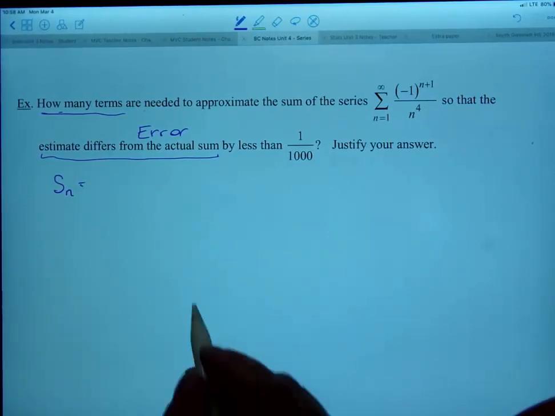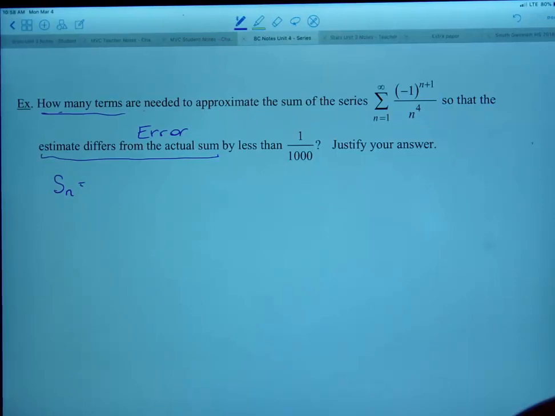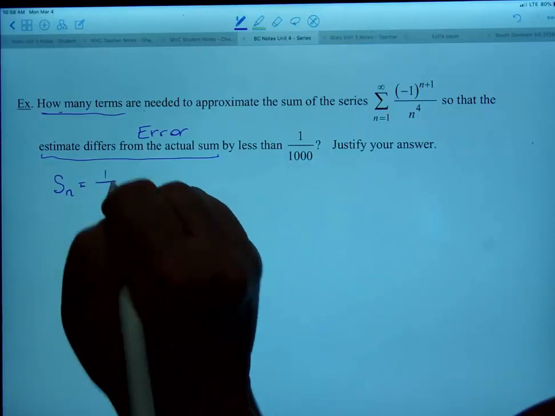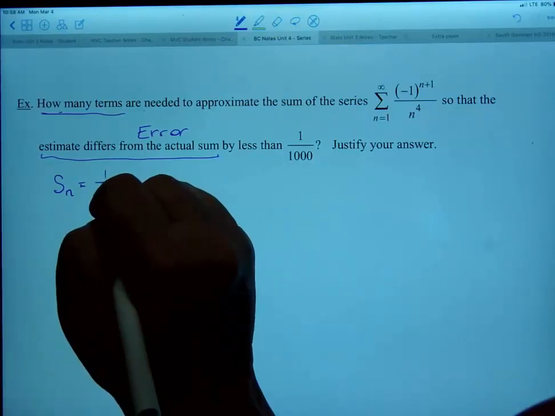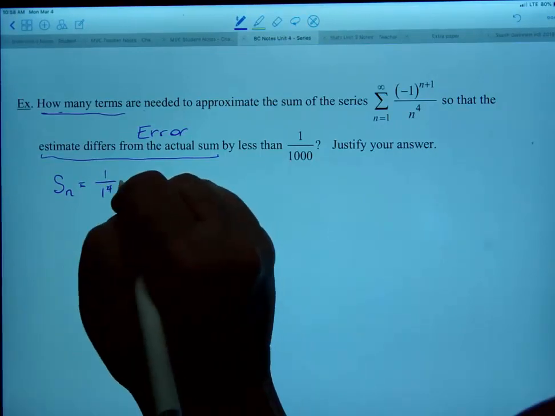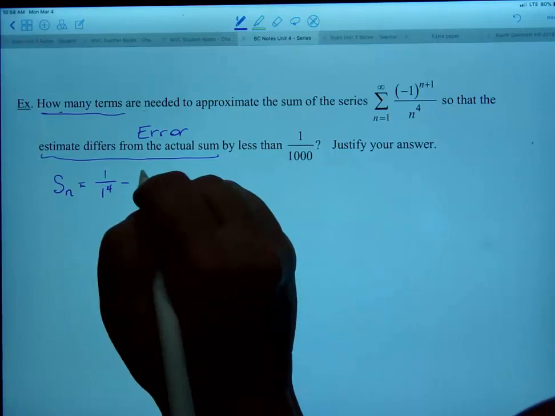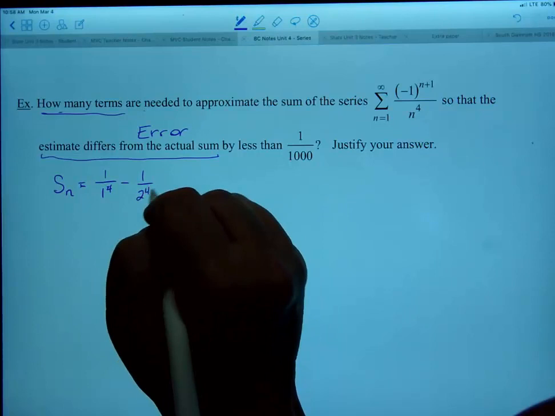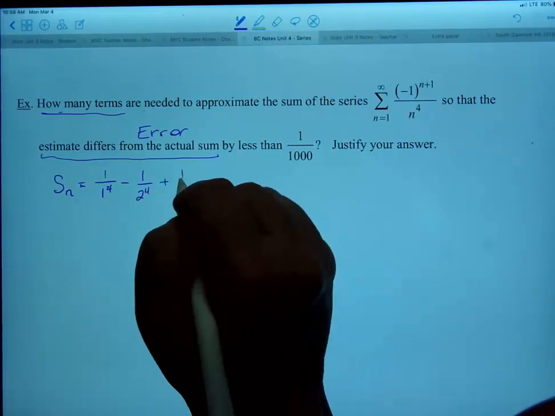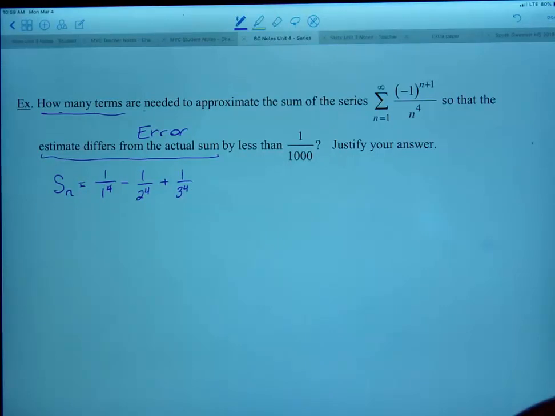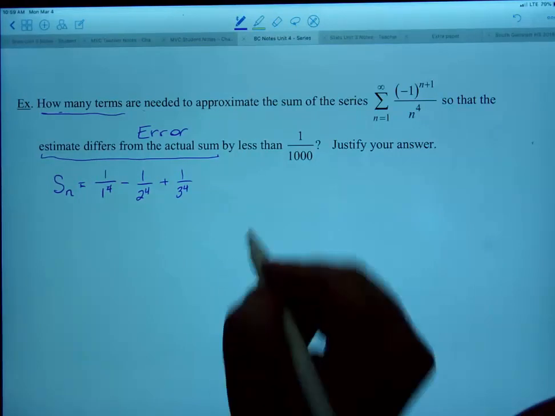Does it start negative or positive? Positive. So the top is a 1, and the bottom is 1 to the 4th, which is 1. Then minus 1 over, what? 2 to the 4th, 16, plus 1 over 3 to the 4th. Do you know what 3 to the 4th is in your head? 81. There you go. Dot, dot, dot.